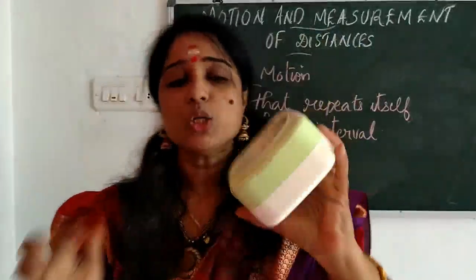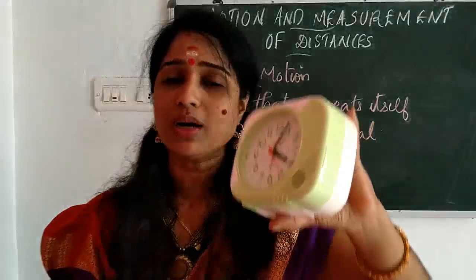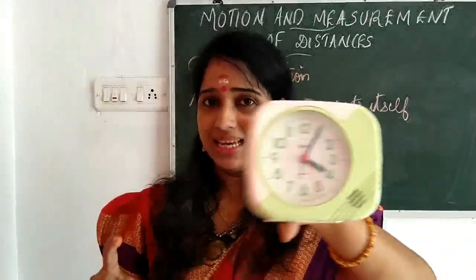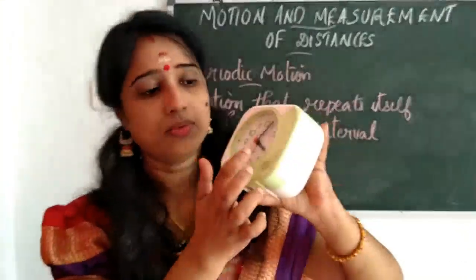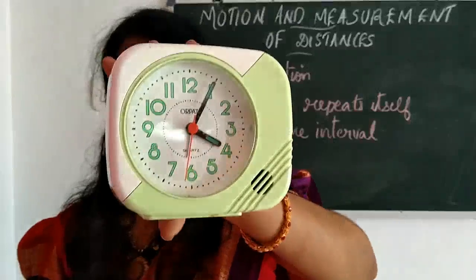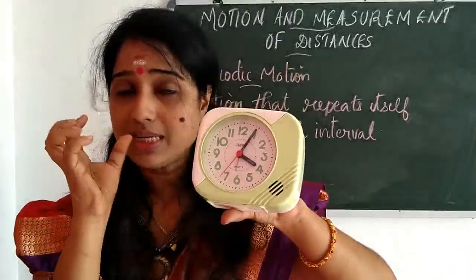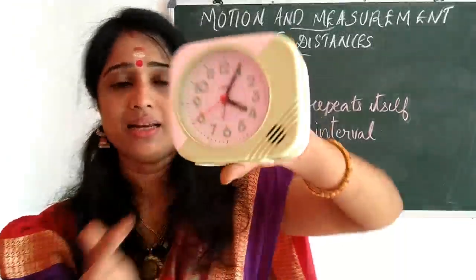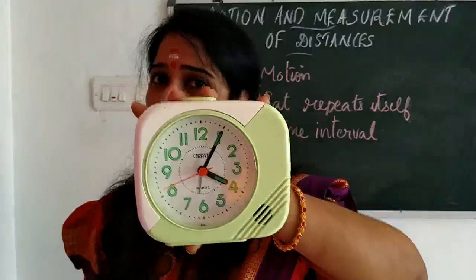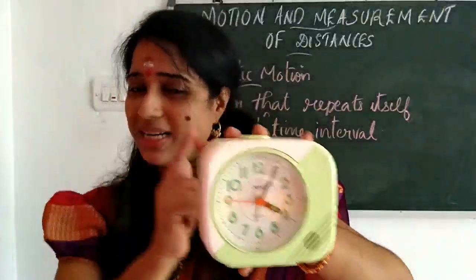Clear? Okay. Do you know that the second hand takes 60 seconds to complete one circle? How many seconds? 60 seconds to complete one circle. Hope you see that red one. And this is the minute hand, the longer one, black color. It takes 60 minutes to complete one circle.